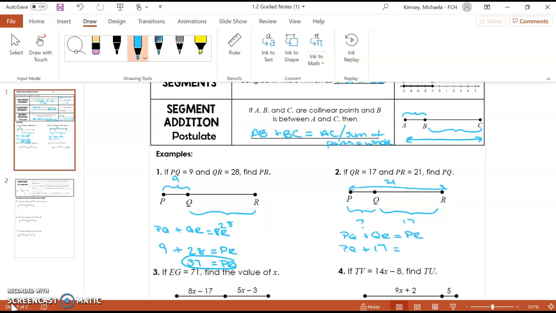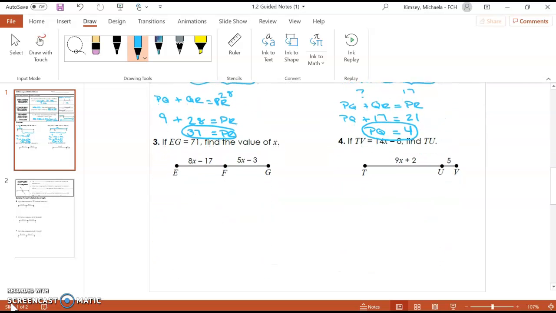And then PR is 21. So now, if we subtract 17 from both sides, we're just solving a linear equation now. So this is algebra. If we solve for PQ, we will get PQ equals 4. And that makes sense, right? Because it's our smallest segment on there.